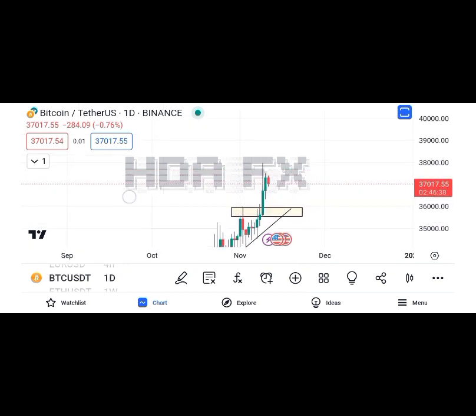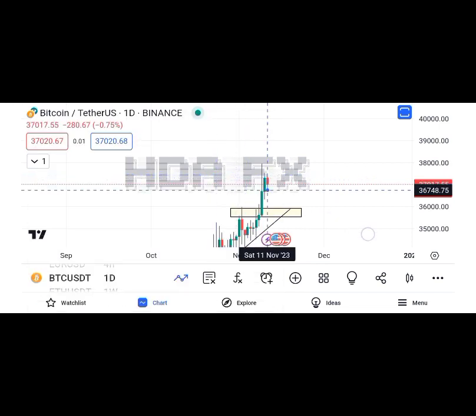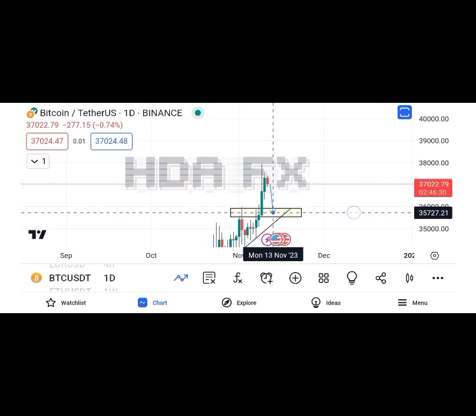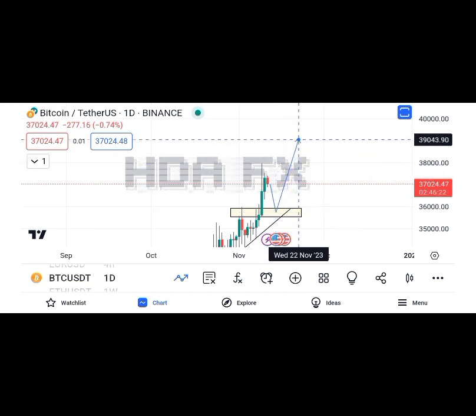On Bitcoin, this is what I want to see. Actually, Bitcoin is bullish. So I want to see price drop down to this key zone here, that's around 35k, then see Bitcoin continue upward. So this is my simple analysis.